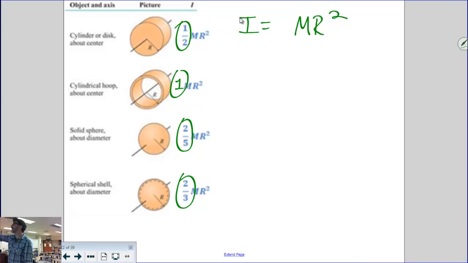Let's call those fractions, let's use the capital letter B, okay? In the case of our cylinder here, B is 1/2. In the case of the hoop, B is 1. For a sphere, B is 2/5, and for a hollow sphere, B is 2/3. So for every single one of these, I is some fraction B times mr squared, right?